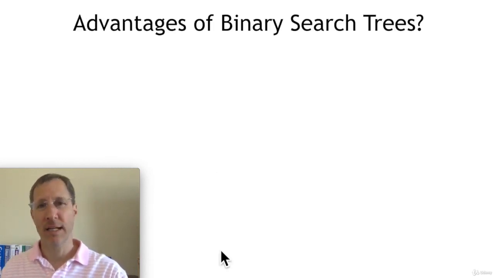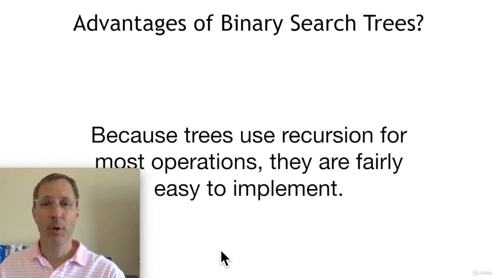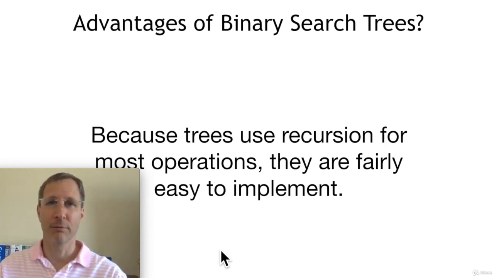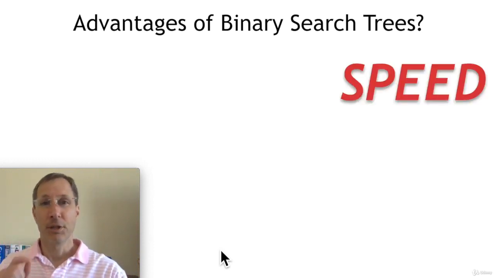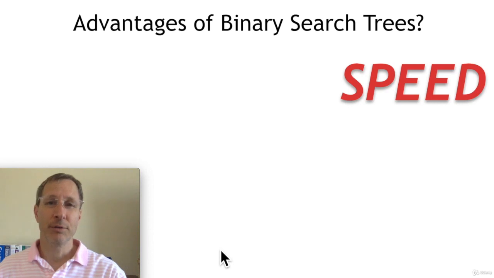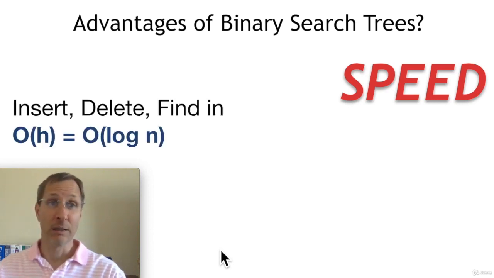What are the advantages of binary search trees? Number one, trees use recursion to implement most of their operations, which makes them pretty easy to implement. Most of the code is pretty easy to write. It's not very complicated. Well, except for the delete, which has a lot of different cases. But the big, huge advantage of binary search trees is speed. They're really, really fast at locating data.